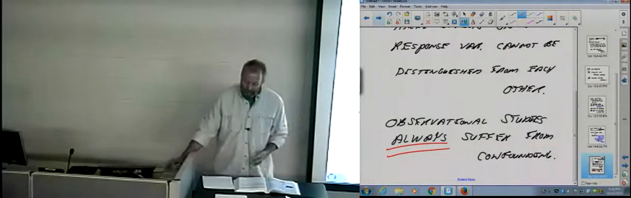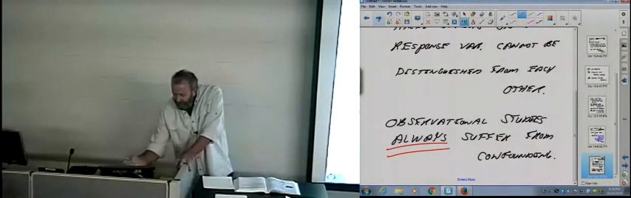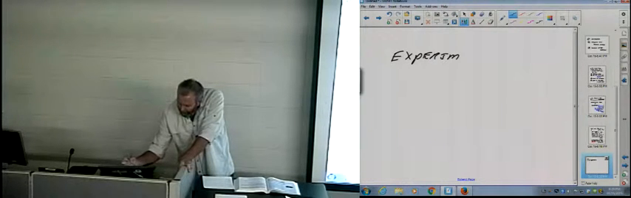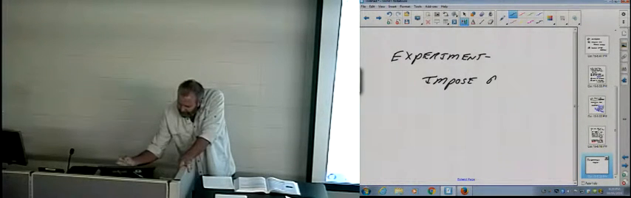Okay? So, when I think about an experiment, what I'm always looking for is the following. I'm always thinking about we impose a treatment. Not self-imposed, we impose.